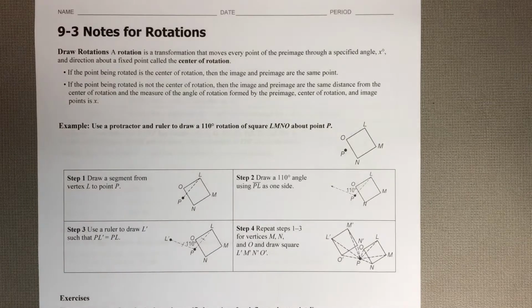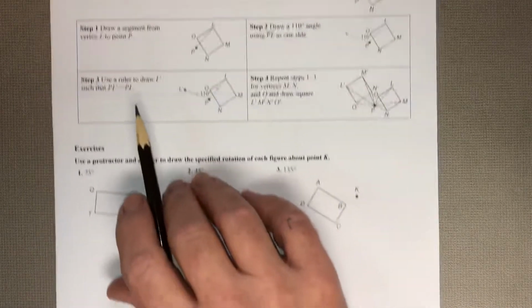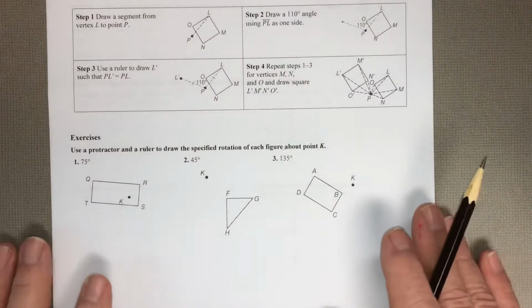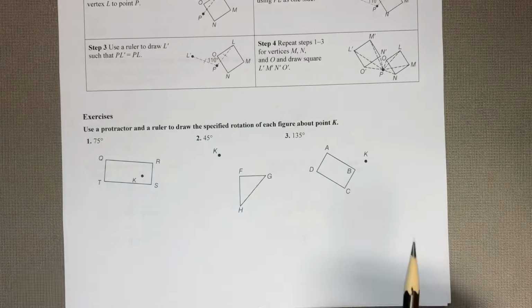And the measure of the angle of rotation formed by the preimage, center of rotation, and the image point is x degrees. All right. Now, you can read this sample problem. I'll let you do that on your own. I'm going to go ahead and start rotating some figures. All right, we'll start with number one.